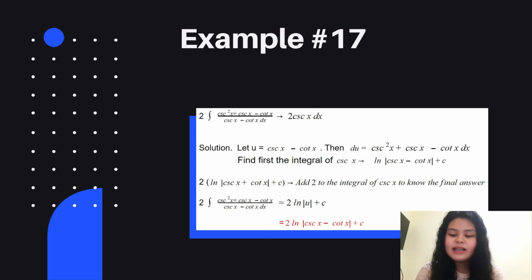And as you can see in the example, we already have the value of u, which is cosecant x minus cotangent x. And by substituting the value of u to ln the absolute value of u plus c, we can now get the integral of cosecant x, which is ln the absolute value of cosecant x minus cotangent x plus c. And obviously, we're not yet done because what we're trying to find here is the integral of 2 cosecant x dx. And by adding 2 to the integral of cosecant x, we now have our final answer, which is 2 ln the absolute value of cosecant x minus cotangent x plus c.